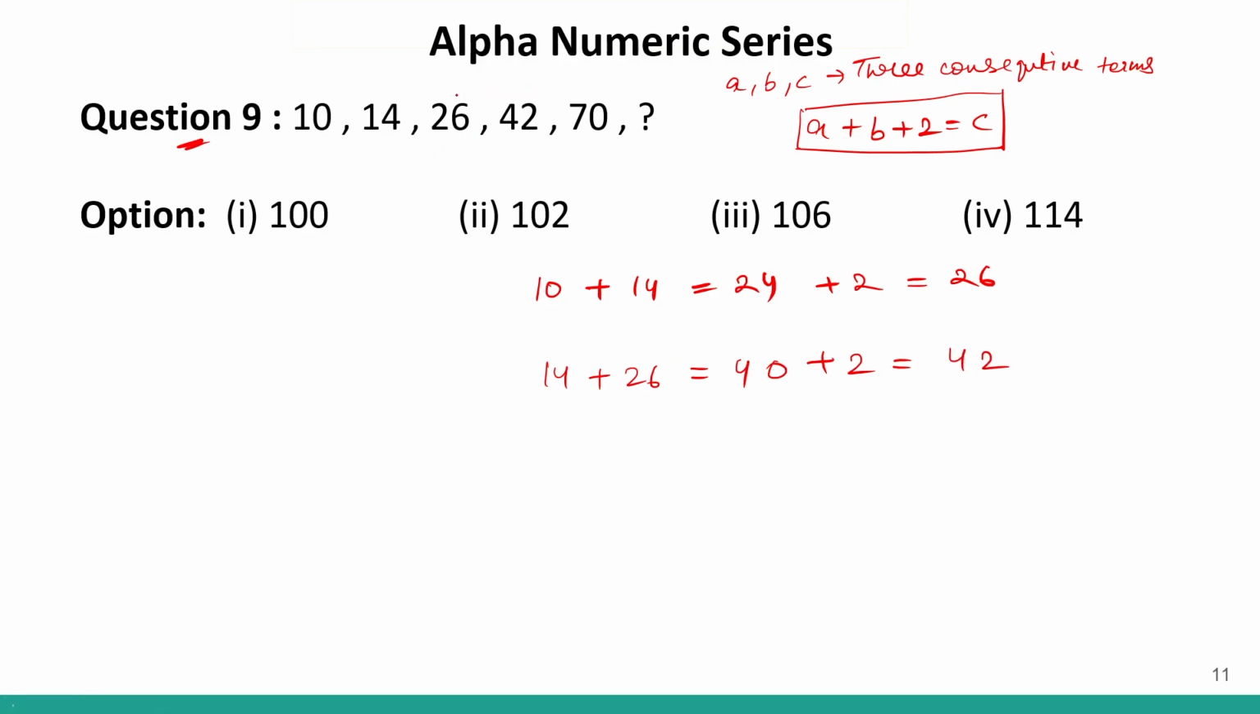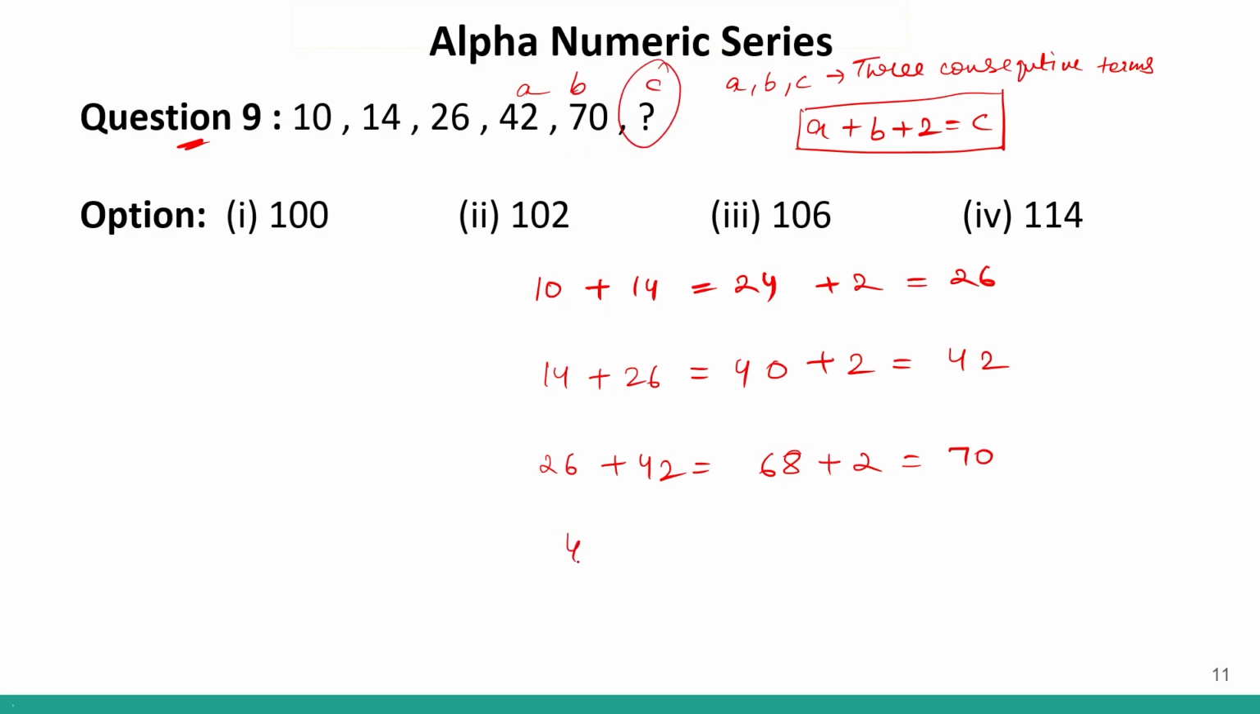Moving forward, then it will be A, B, C. So 26 plus 42. So this will be 8 and this will be 6. So 68 plus 2 will give me 70. So this logic follows for the next 3 terms also, correct? So the next consecutive terms will be A, B, C, where C will be this term.